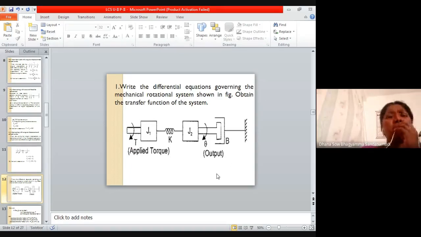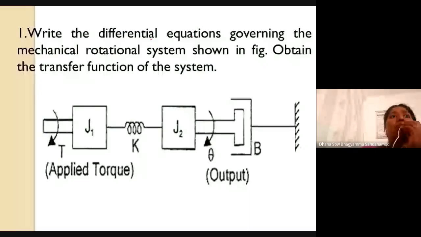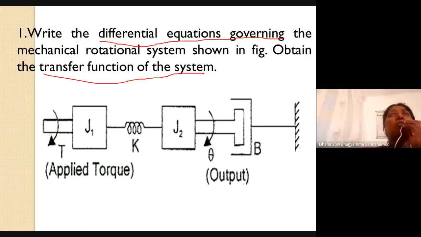Now let us solve some problems. Write the differential equations governing the mechanical rotational system shown in the figure. Obtain the transfer function of the system. We have to determine the differential equations as well as write down the transfer function. So always read the question properly, whatever question is given to you. You must know what they have asked you to find out. So you must write down the differential equations governing the mechanical rotational system as well as the transfer function of the system. So this is the system that is given.